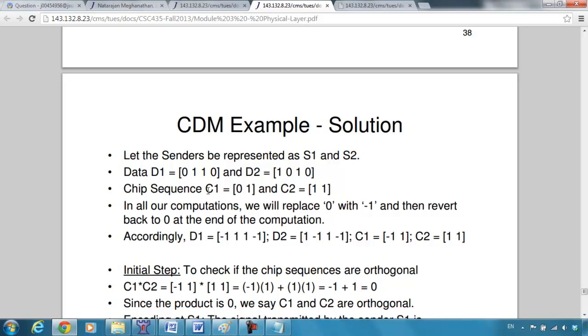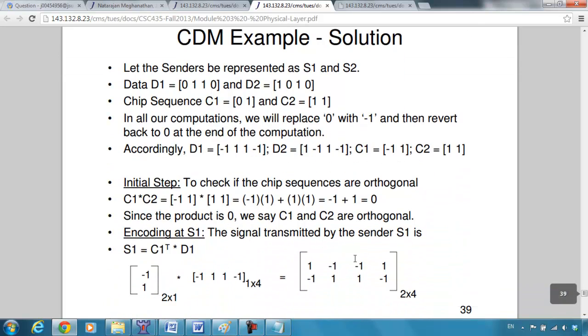So you're given this chip sequence. The initial step is to take the dot product of the two chip sequences. For user 1, the chip sequence C1 is given as 0, 1, so it is -1, 1. For user 2, the chip sequence is given as 1, 1, so it is 1, 1. If you take the dot product, it is the pairwise multiplication: -1 times 1, plus 1 times 1. So -1 plus 1 is 0. Since the dot product is 0, we can see the two chip sequences are orthogonal.